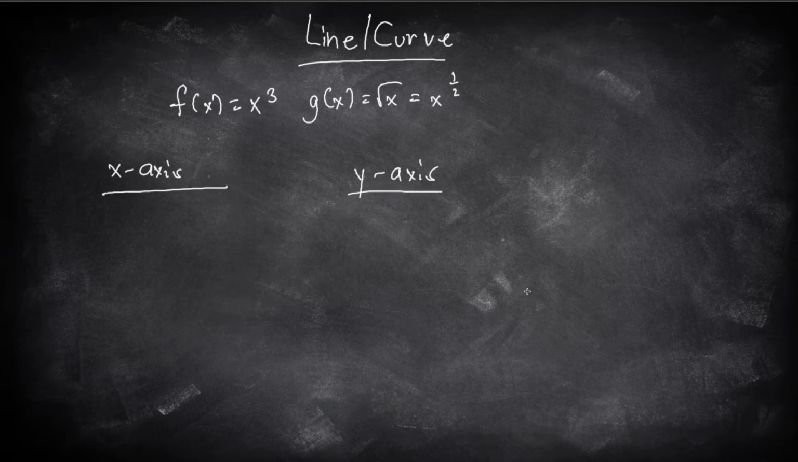So let's first draw a picture of this. Our x cubed looks something like this, and the square root looks something like this. So it's only in the first quadrant, so let's zoom in on that. So x cubed and square root of x.